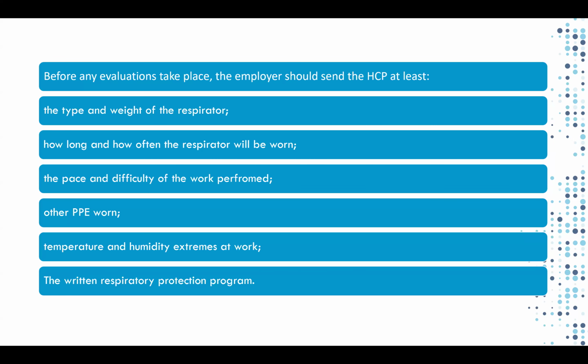Okay, so before any of your evaluations take place, you're going to need to send your healthcare provider information, right? Because yes, they're evaluating this person, but they also need to know things about both the respirator and the type of work that's going to be performed. So they're going to want a copy of your actual respiratory protection program, typically. They're going to want to know the type and the weight of the respirator, how often and for how long your employees are going to have to wear it, how difficult the work is that they're doing, if they're having to wear any other PPE that might increase the physiological burden, right? And then what are your temperature and humidity extremes at work?